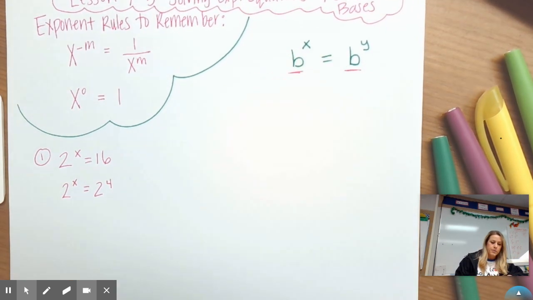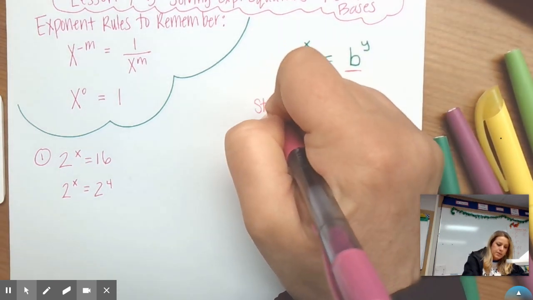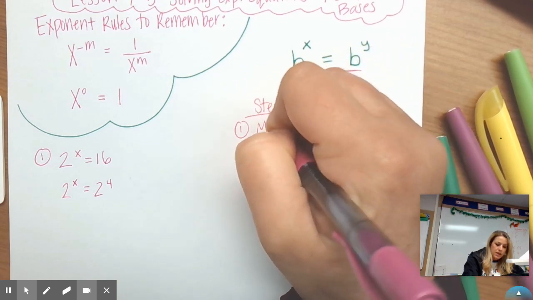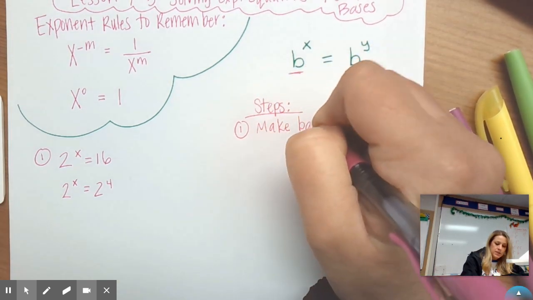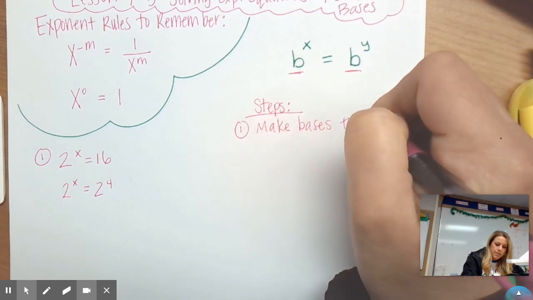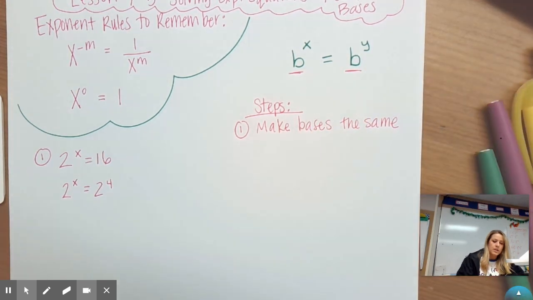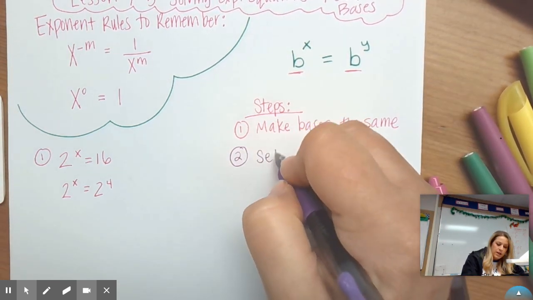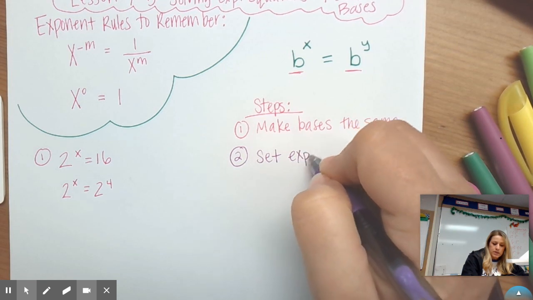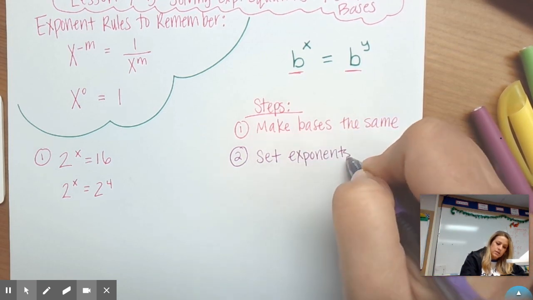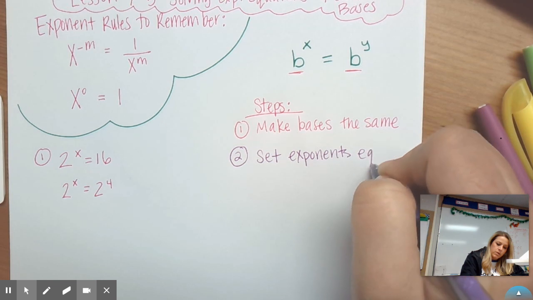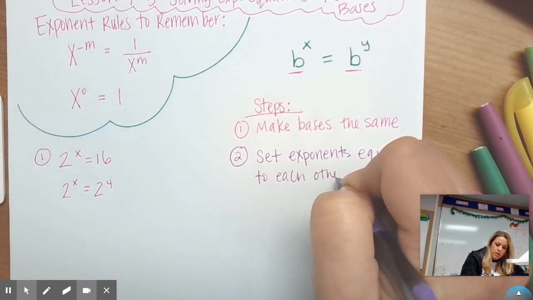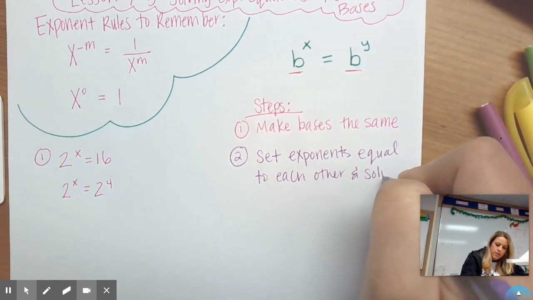Okay, so in our steps over here, we're going to put steps. Step 1 is to make bases the same. Okay, so that's what we just did. Step 2, we're now going to set exponents equal to each other and solve.